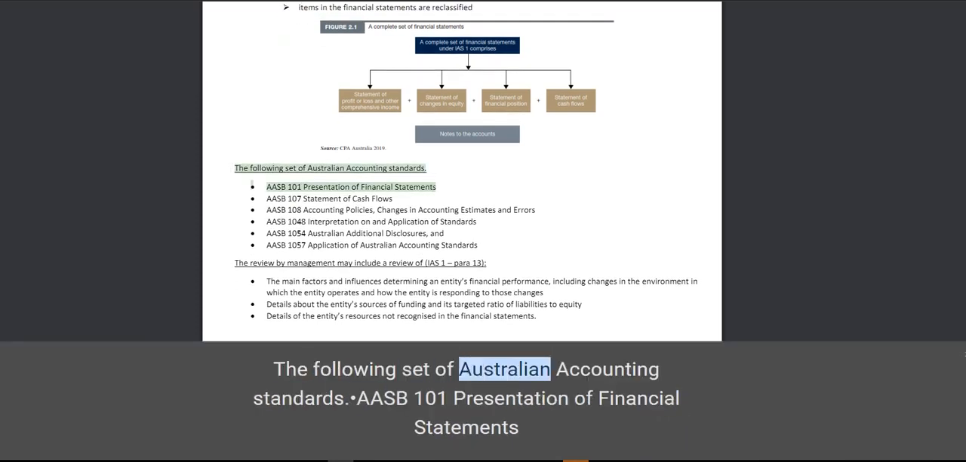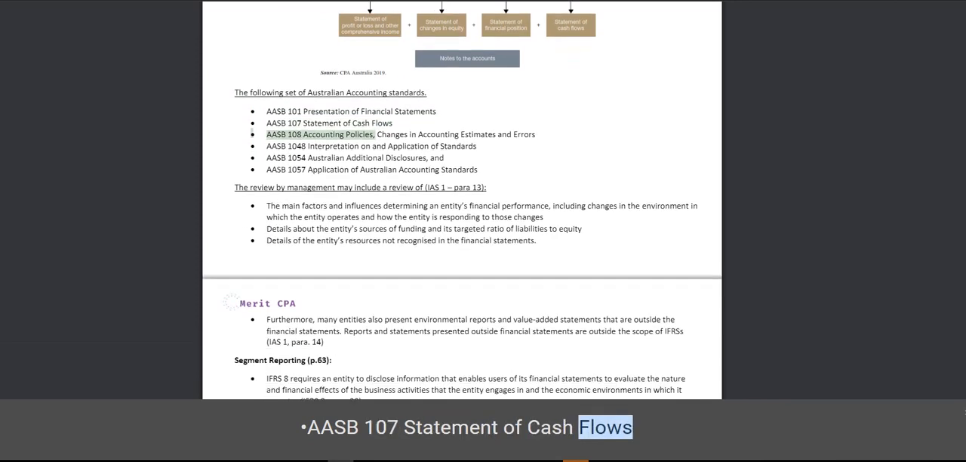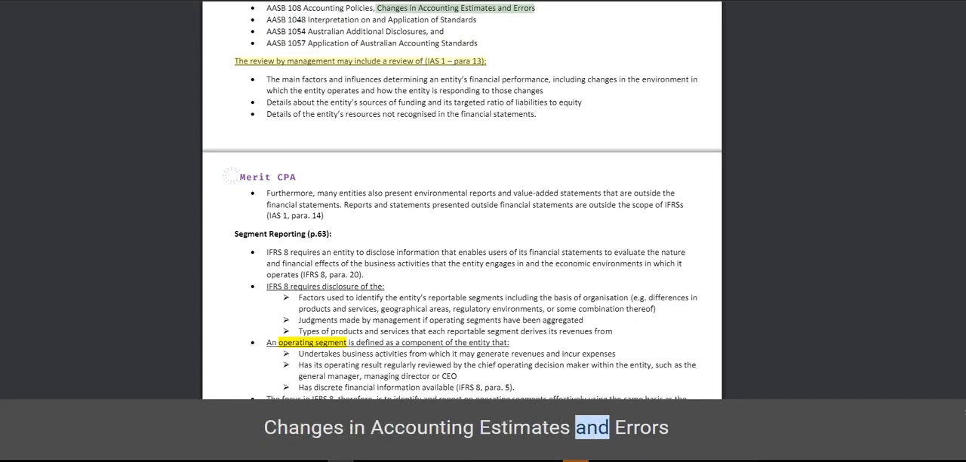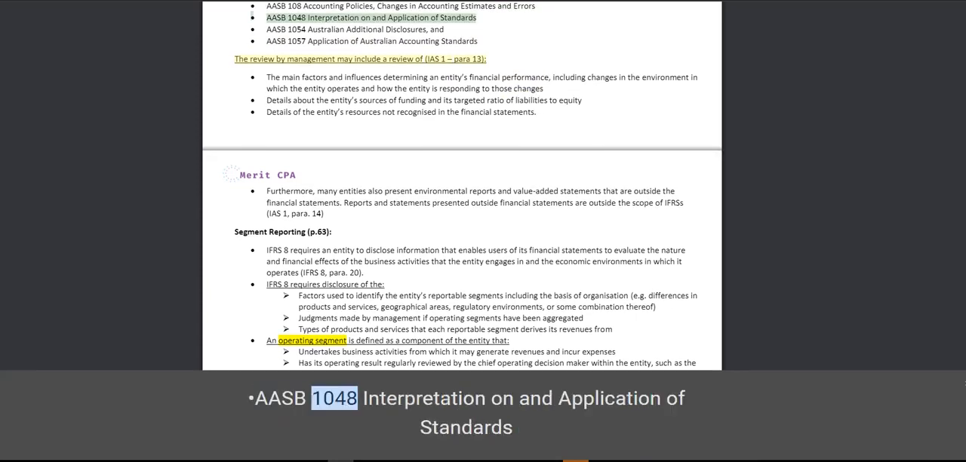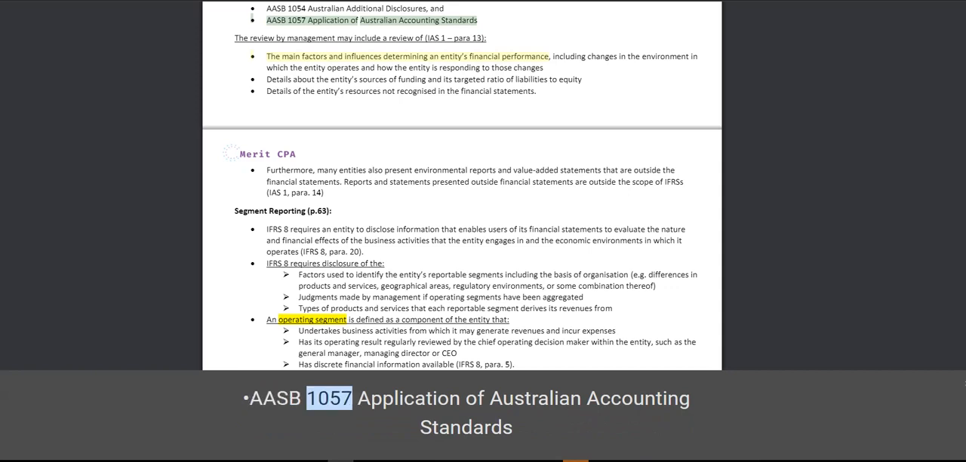The following set of Australian accounting standards: AASB 101 Presentation of Financial Statements. AASB 107 Statement of Cash Flows. AASB 108 Accounting Policies, Changes in Accounting Estimates and Errors. AASB 1048 Interpretation of Standards. AASB 1054 Australian Additional Disclosures, and AASB 1057 Application of Australian Accounting Standards.